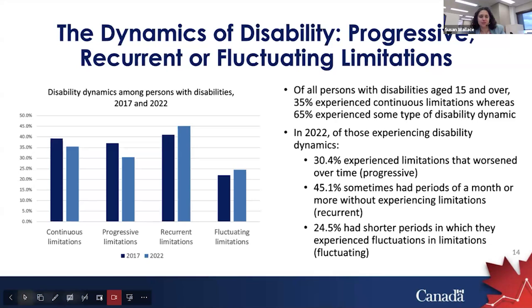In 2022, of those experiencing disability dynamics, 30% experienced limitations that worsened over time. 45% sometimes had periods of a month or more without experiencing limitations. And 24.5% had shorter periods in which they experienced fluctuations and limitations.